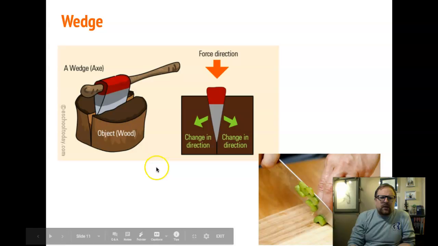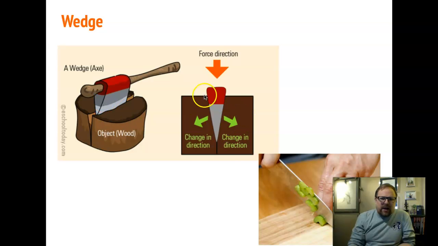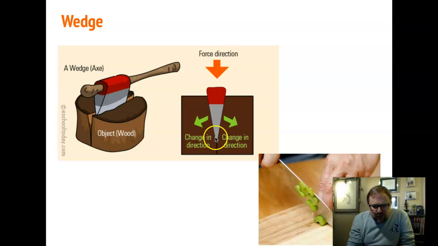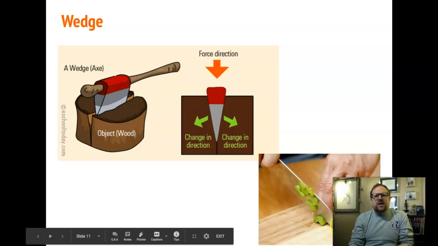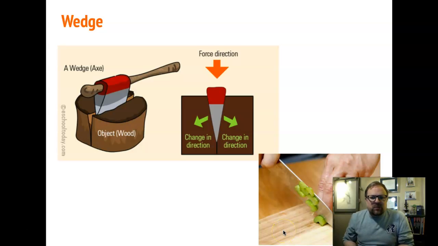Some examples of wedges, very simple, would be an axe. An axe has a wedge shape to it. Our force is put down here, and that force is changing direction, taking all of that force and focusing it here and on the sides. The same kind of thing with a knife. A knife is basically a wedge as well. And if you look at a very sharp knife, you can't even see the edge that you've created on that very sharp knife.